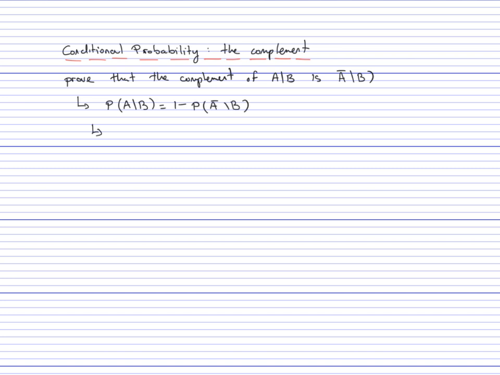By the way, another way to write it is that the probability of A given B plus the probability of the complement of A given B is 1. Let's prove that. Okay, so here's the proof.